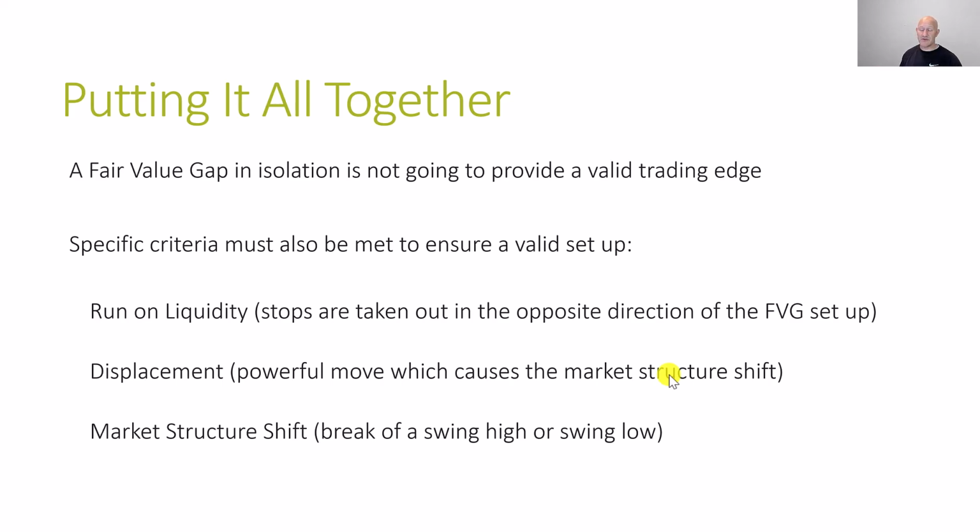So this is moving on to our third point. So again, this can be called a market structure shift or a break in market structure. And that's where we have either a swing high or a swing low, and that displacement move by the fair value gap, it either breaks that swing high or swing low, which gives us that change in market structure.